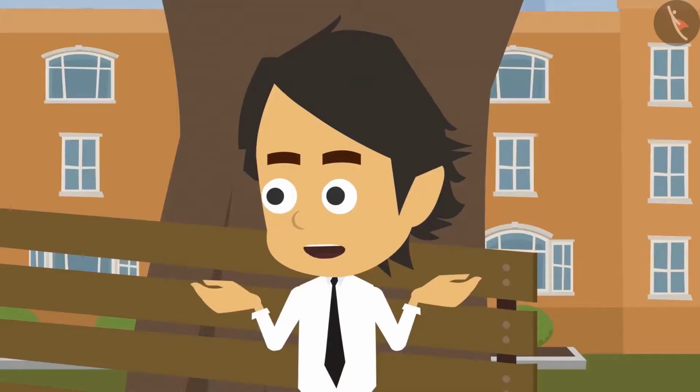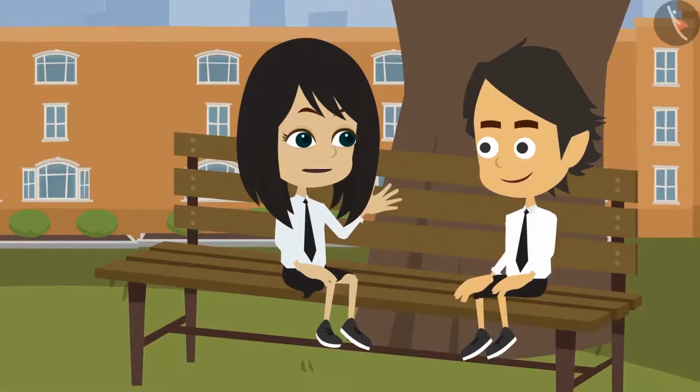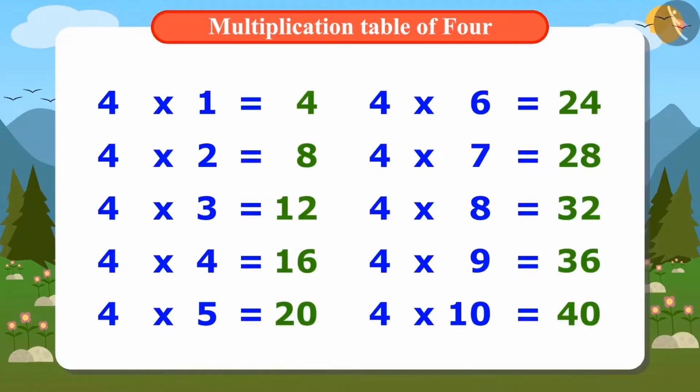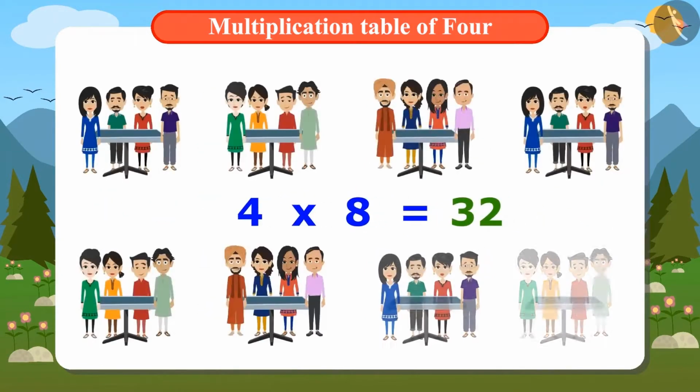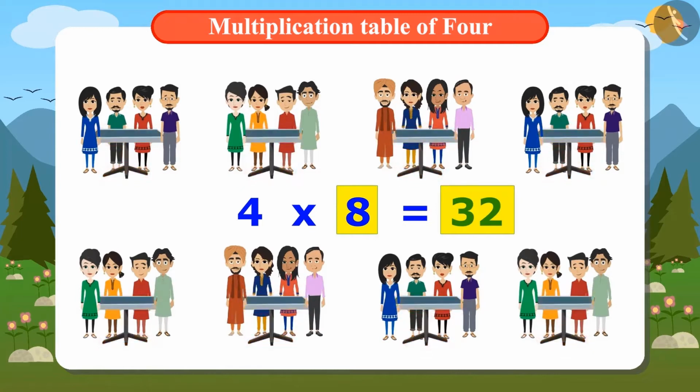But my problem hasn't been resolved. How many tables are needed for 32 guests? Hey, we already know it. Look, 32 comes in the multiplication table of 4 when we multiply 4 by 8. That means you need 8 tables. Oh yes, from this multiplication table, we can say that 8 tables can be used by 32 guests.